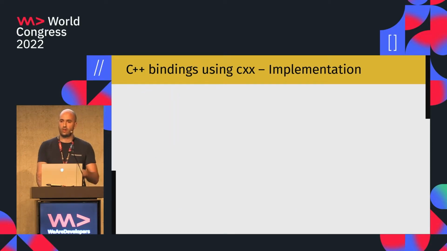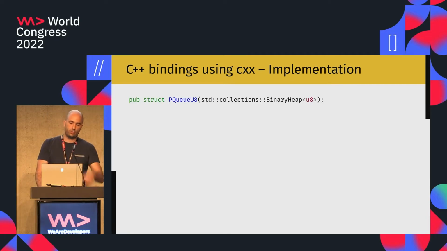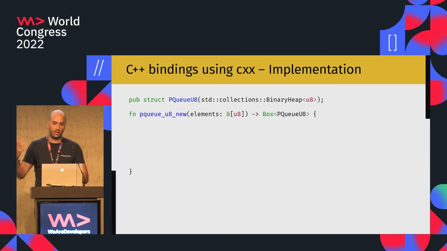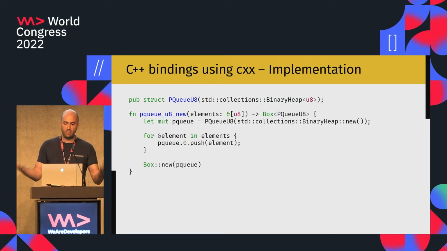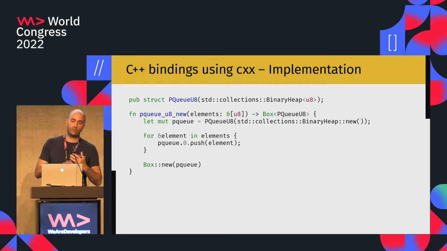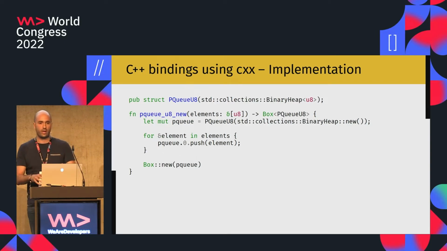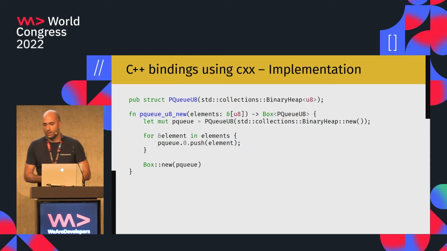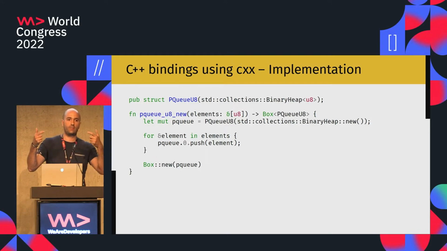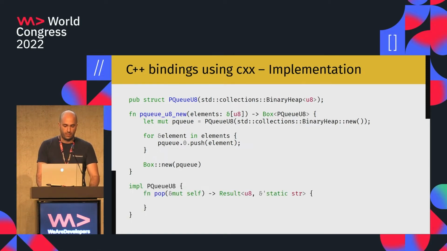All right, let's take a look at the implementation. So this is our queue that we've declared previously. The constructor, again, takes a slice and returns a box, pretty idiomatic Rust. And the implementation is also idiomatic Rust. So we're not relying anymore on the standard slice from_raw_parts, which is unsafe. So we're not relying on unsafe code anymore, and we're taking a slice instead of two separate values, one for the array pointer and one for the length of that array.